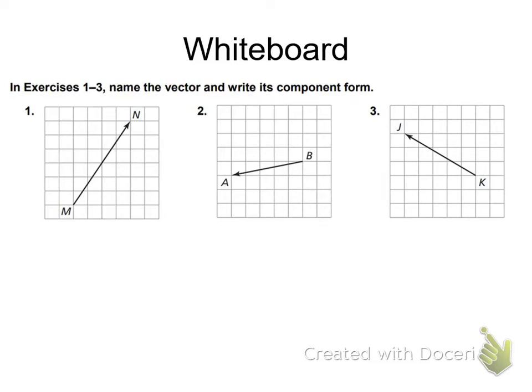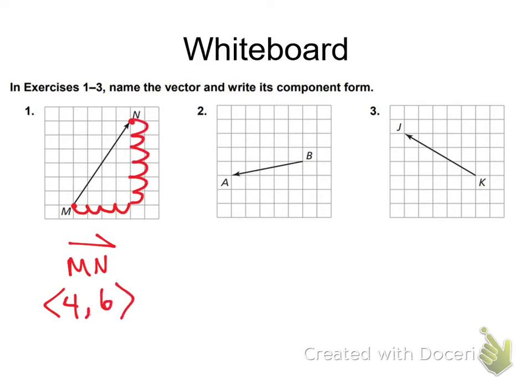Most of you answered the first one, so I'm going to go ahead and answer on the recording. So named MN, over 1, 2, 3, 4. That's to the right, so it's positive. Then up 1, 2, 3, 4, 5, 6. Also positive because they went up. Good. And also good. Good.